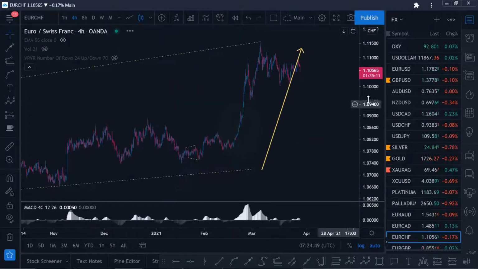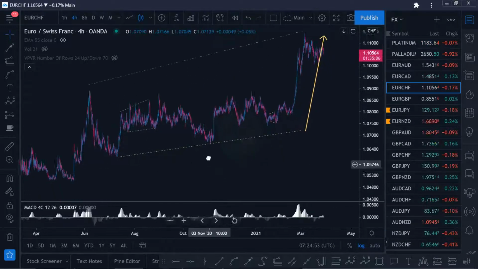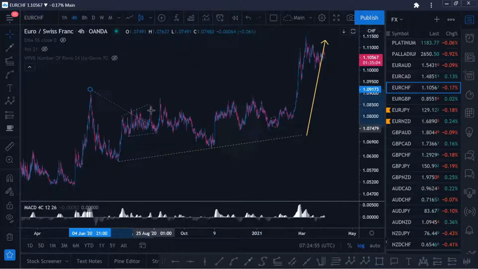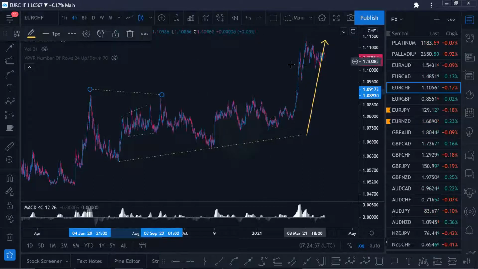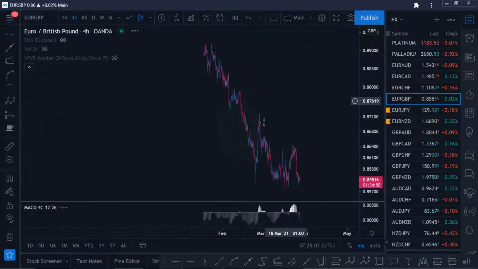Euro Swiss. I'm not going to get into it. It's a little bit confusing in terms of structure. Potentially this was the structure, impulse, ABC, impulse up, and now we're just in correction for further upside. Nothing really there for me.